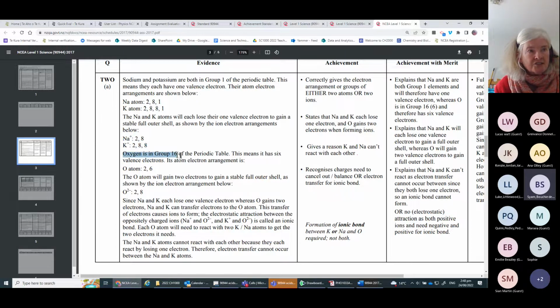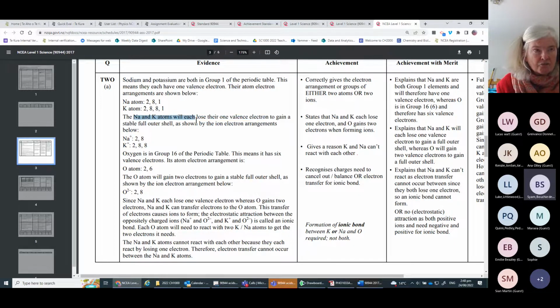They asked you to relate it to where it is in the periodic table. So that's easy to look up. Oxygen is in group 16. Sodium and potassium are in group 1. They didn't give a point for that, which I thought was a bit mean, but anyway. But they did ask you in terms of why they react. And of course, if they're in group 1, they have one valence electron, so would prefer to lose that one valence electron.